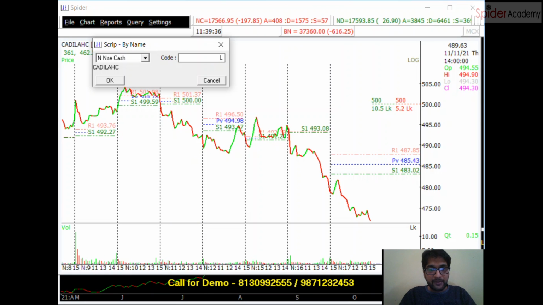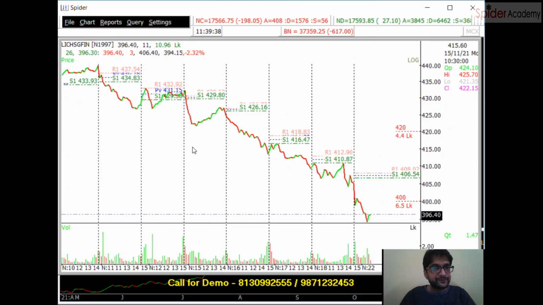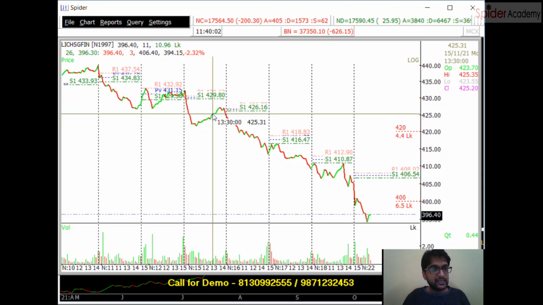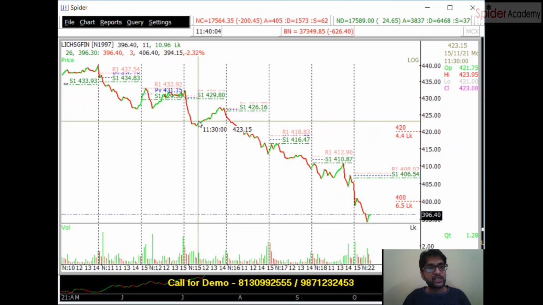Second, we can take the example of LIC Housing Finance. See, this is the momentum where you can see the R1 and S1 of this particular 15th of November are inside the previous day's R1 and S1, right? And you can see that it has given a tremendous move, from 430 down to around 422. After that it recovered, but normally we initiate our trade and can book our profit in the first 2 hours, right?